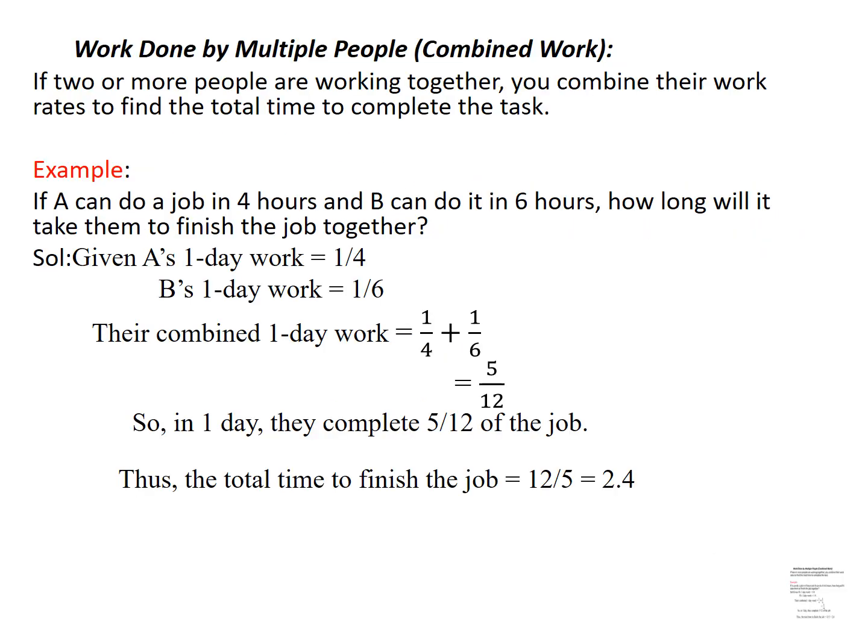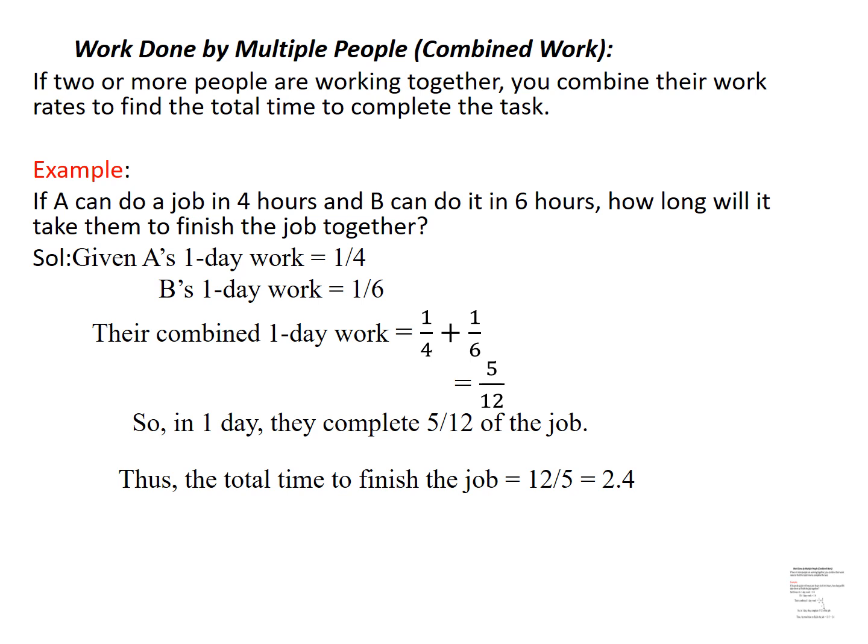Next type, work done by multiple people or combined work. If 2 or more people are working together, you combine their work rates to find the total time to complete the task. So this is an example related to this model. If A can do a job in 4 hours and B can do it in 6 hours, how long will it take them to finish the job together?